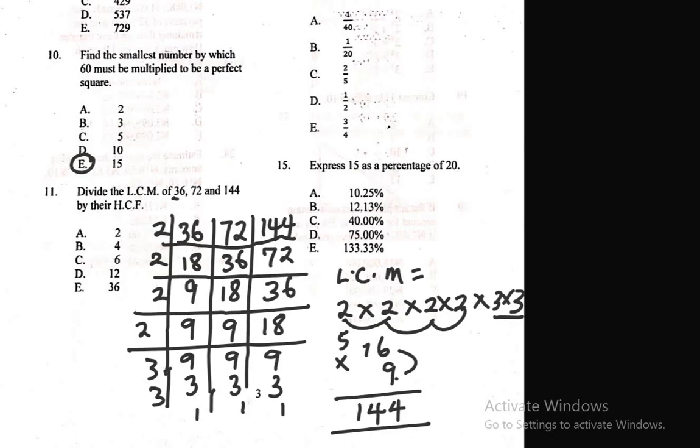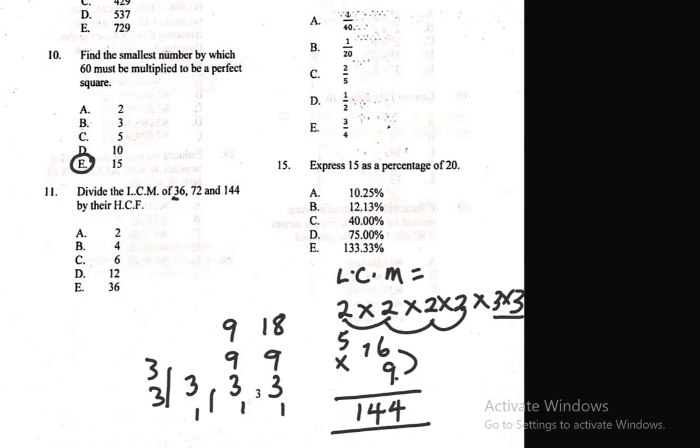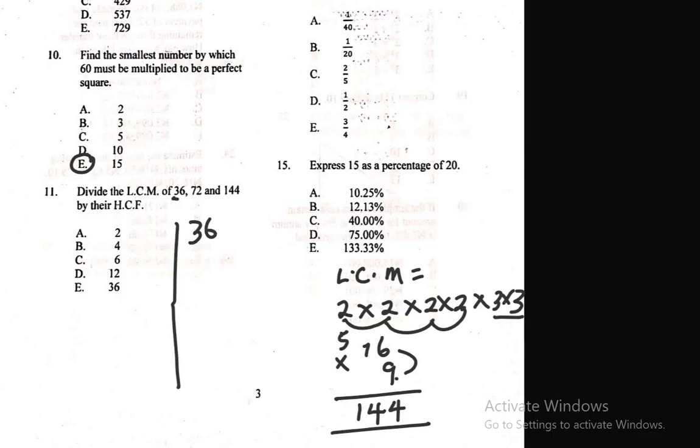Now we have the LCM. Let's find the HCF of 36, 72, 144. Okay, let me create space for that. We have the LCM, let's solve for the HCF. So we'll create a table for the HCF: 36, 72, and 144. The smallest number that can go. But for HCF, unlike LCM, you must divide all numbers. The divisor must be able to divide through all the numbers.